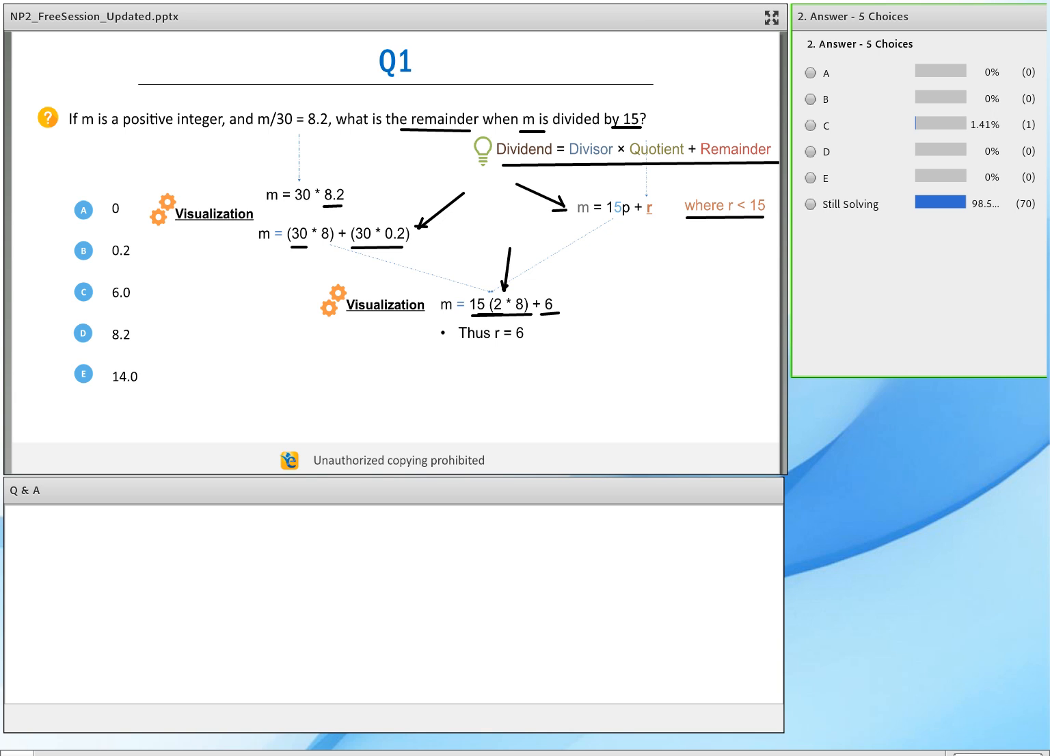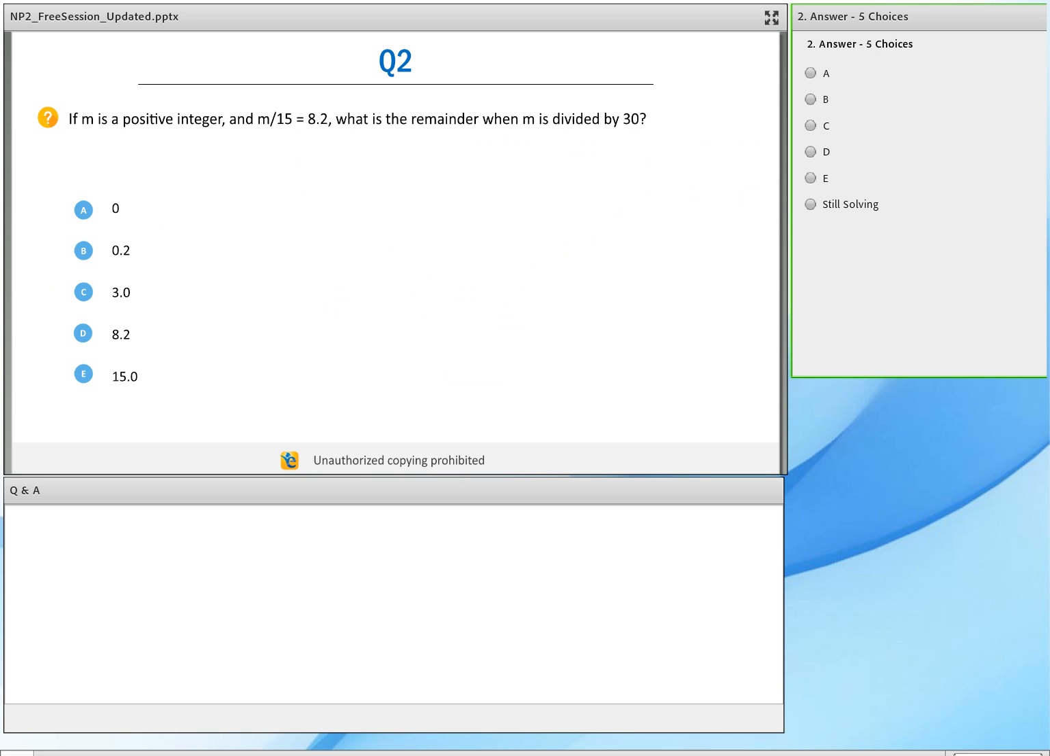But 70% of you got it right. My apologies, I didn't publish the results. But 70% of you got it right. So the correct answer is 6, which is choice C. All right, I got 100 people saying still solving. Now I'm going to show the next question. Very similar question. Try applying the process.